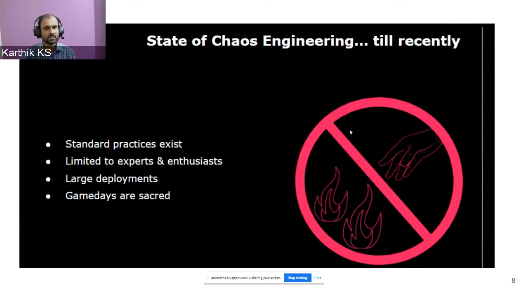The state of chaos engineering until recently, as it has been practiced over the last decade by some organizations, is limited to experts and enthusiasts. Experts mostly correspond to members inside the SRE teams, inside the ops teams who are owning your deployment infrastructure, so to say. And they typically do it against either production systems or systems that are very close to production, probably the penultimate pre-prod environment that you might have. And they do it using a process called game days.